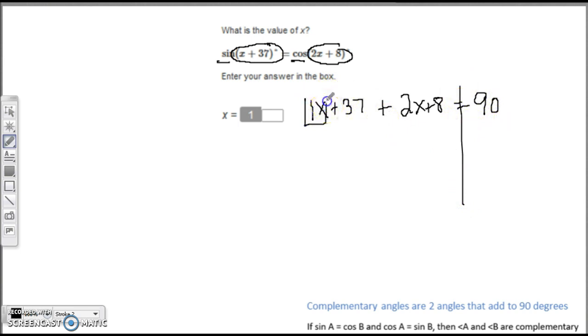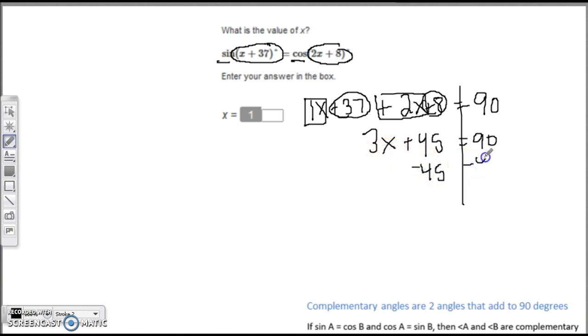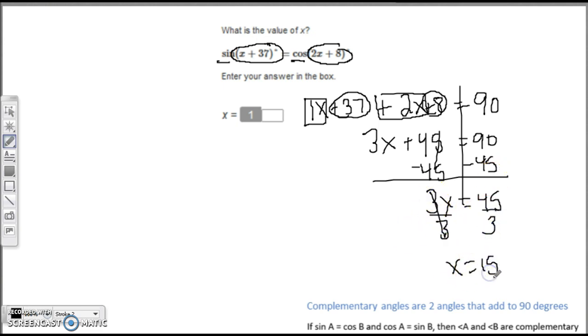All right, so let's solve the equation. We have to combine like terms. 1x plus 2x is 3x. And then we have 37 plus 8, which is 45, equals 90. We're trying to solve for x, so we're going to subtract 45 from each side. That will cancel. And then we need to divide by 3 on each side to cancel that out. So we get x equals 15. And the question says, what is the value of x? So that is our answer.